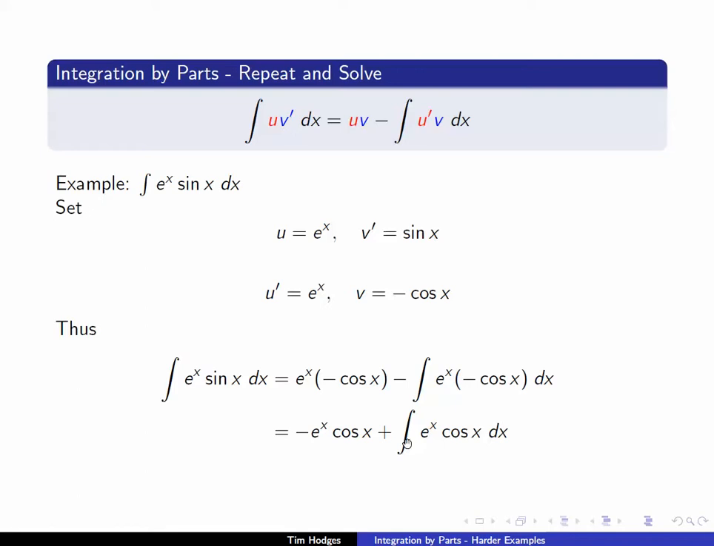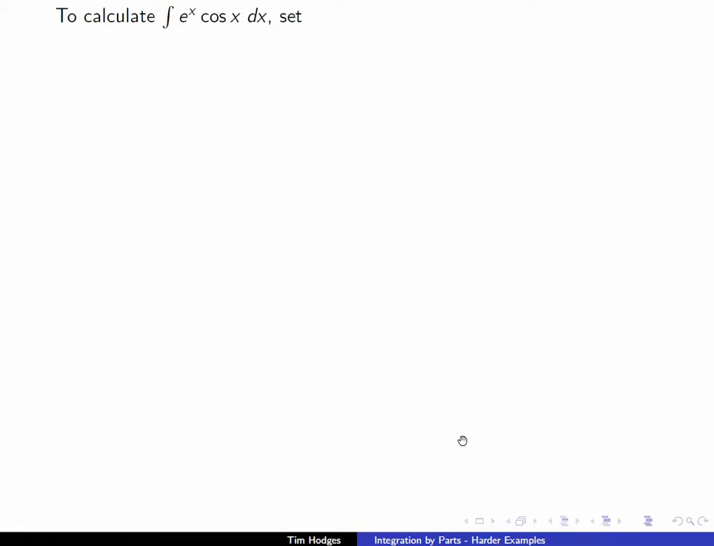of progress, but we plow on and repeat the process, being careful to again use u equals e to the x, otherwise we're just going to reverse what we just did. So now we go ahead and we calculate the integral of e to the x cosine x in the same way. We set u equals e to the x, v prime equals cosine x. So u prime is e to the x and v is sine x.